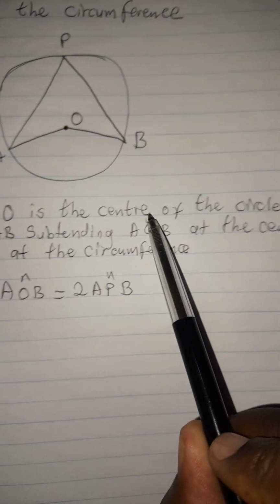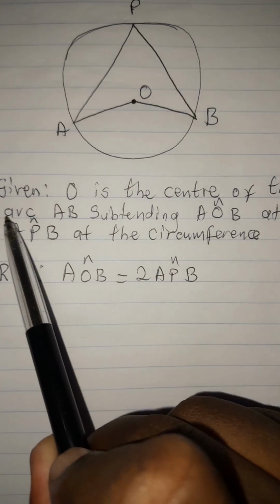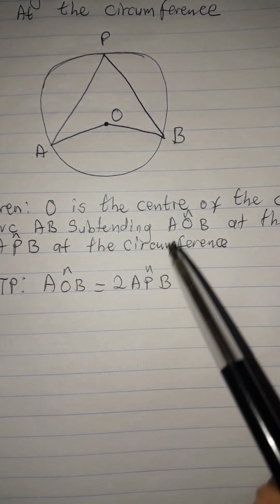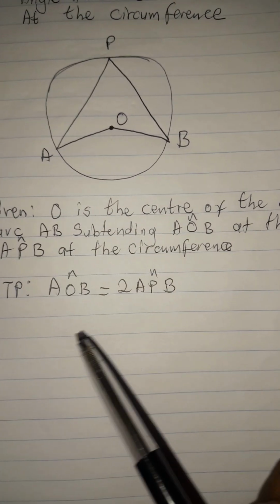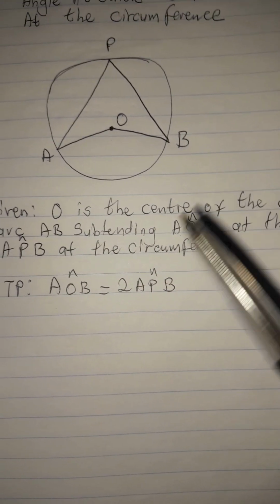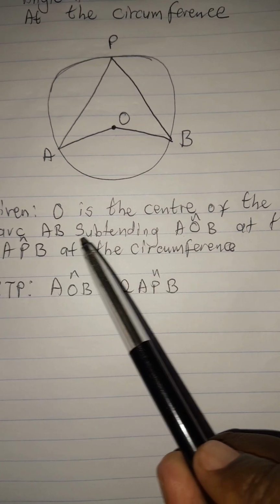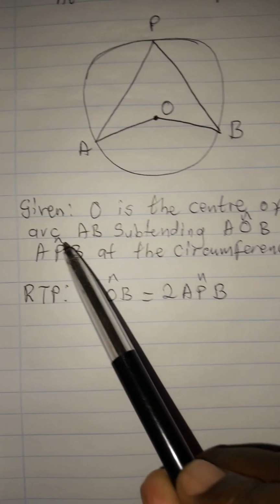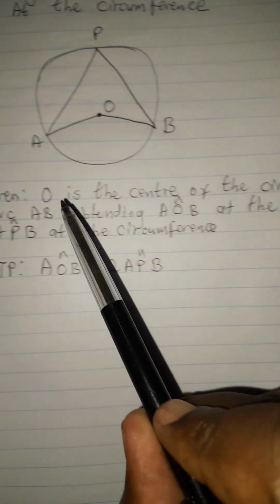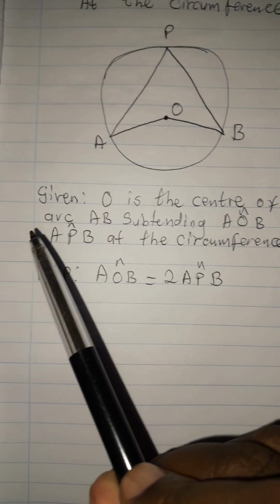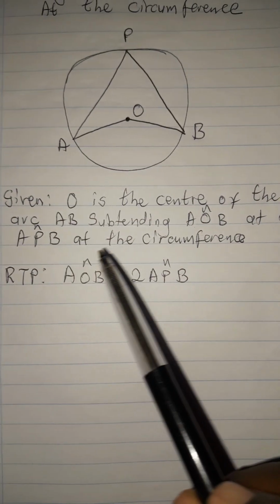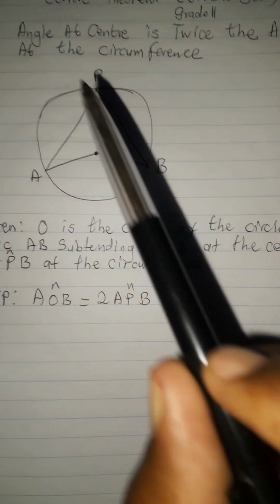Given O is the center of the circle with arc AB, we can see there's arc AB there. Forgive me about my accuracy in terms of drawing the sketch. What is important here is applying, guys. Hope you will learn. AB subtends angle AOB at the center and angle APB at the circumference. I repeat, O is the center of a circle with arc AB subtending AOB at the center and APB at the circumference. Remember that the theorem states that the angle at the center is twice the angle at the circumference.